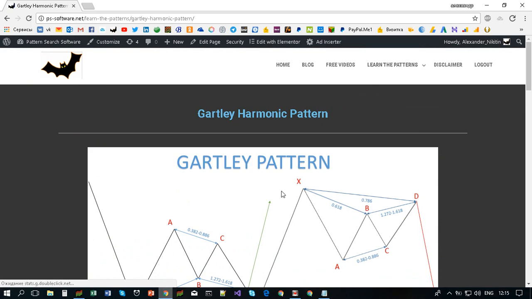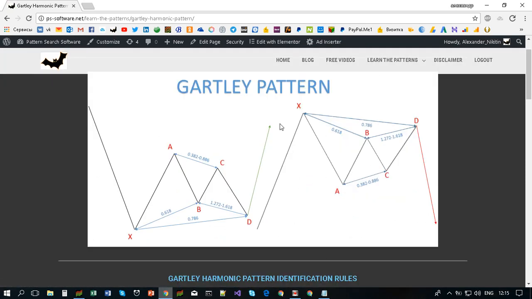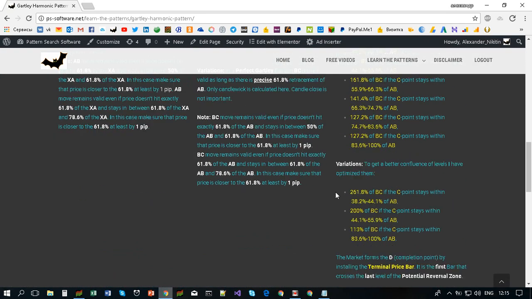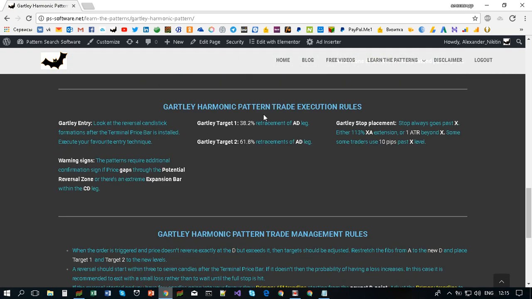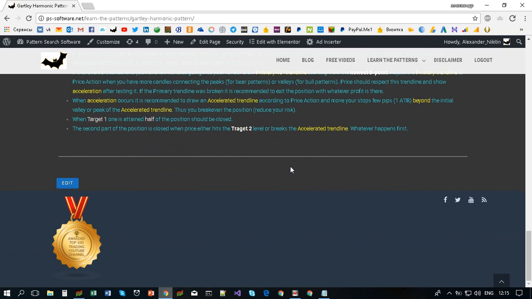So once you click this, what you will have? You have this diagram, you will have the identification rules, a pretty detailed explanation. Then you will have the trade execution rules, and then you will have the trade management rules. Guys, keep in mind that identification, execution, and management, all three components are very, very important. Unfortunately, traders forget about the execution and management, and they are only concentrated on the identification.